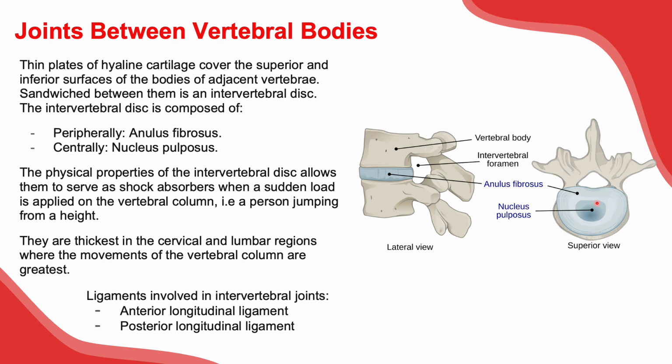The physical properties of the intervertebral disc allow them to serve as shock absorbers when a sudden load is applied on the vertebral column, for instance if a person jumps from a height.